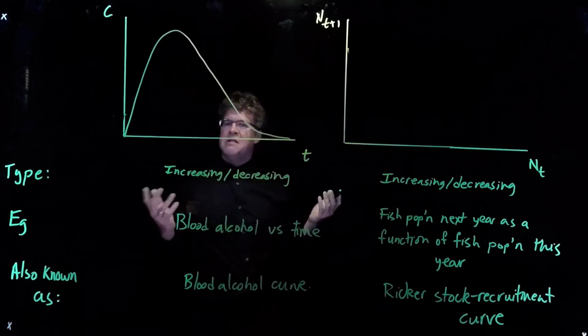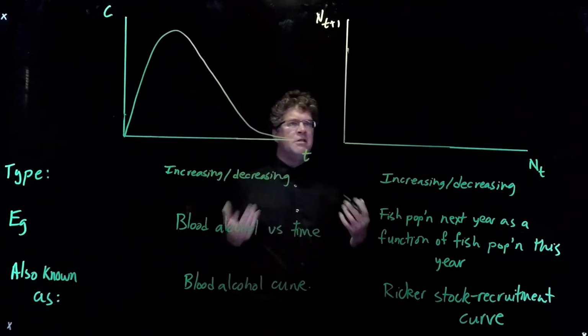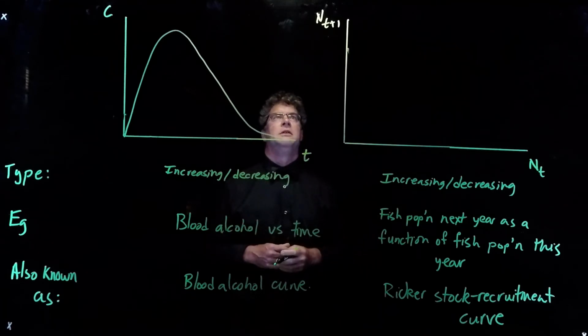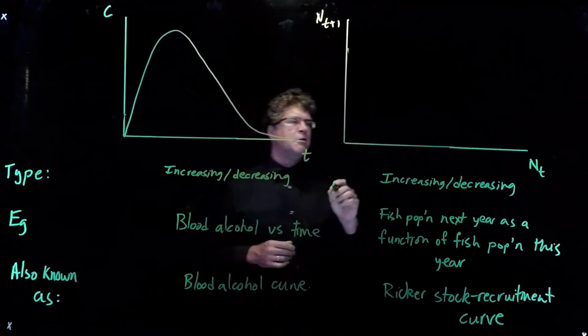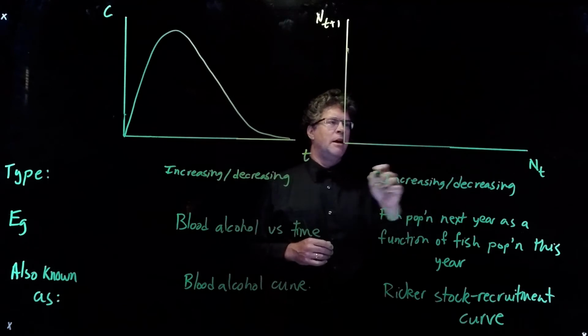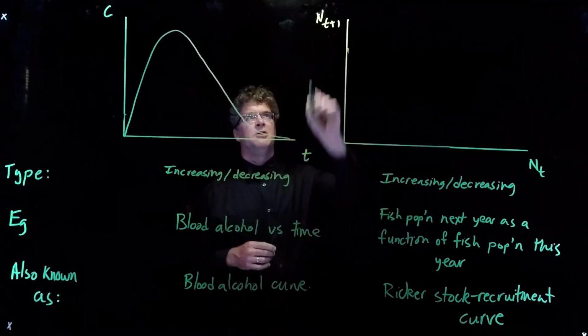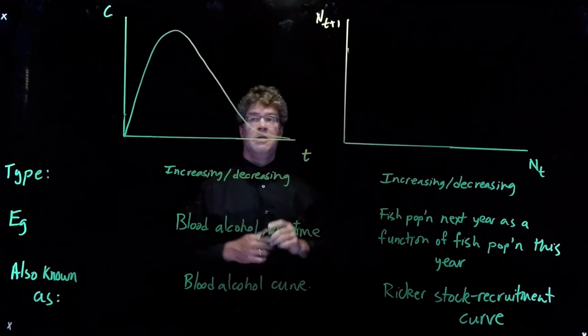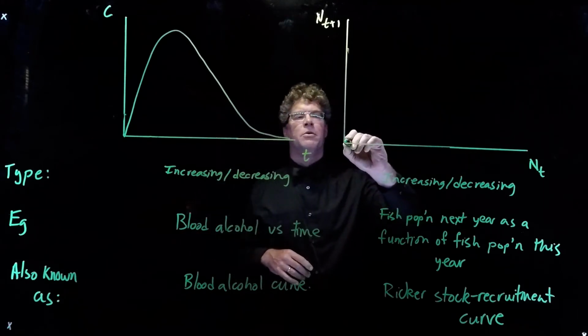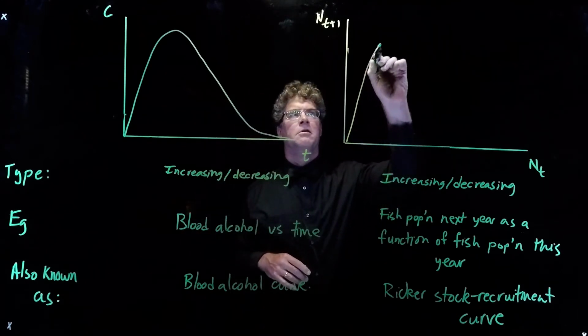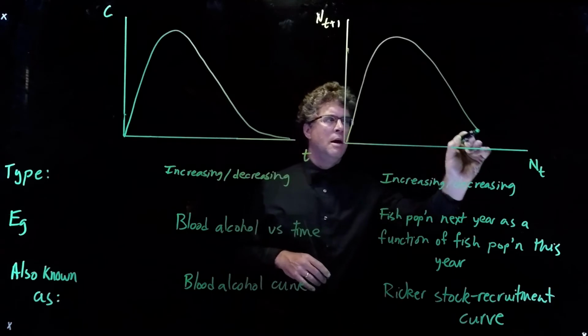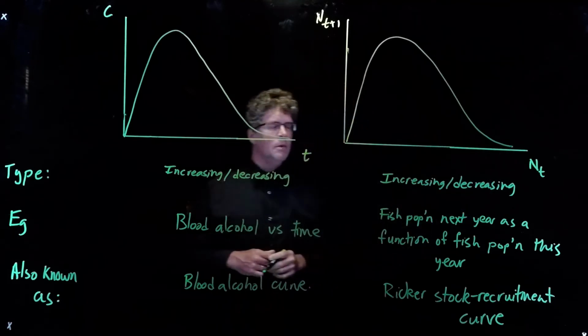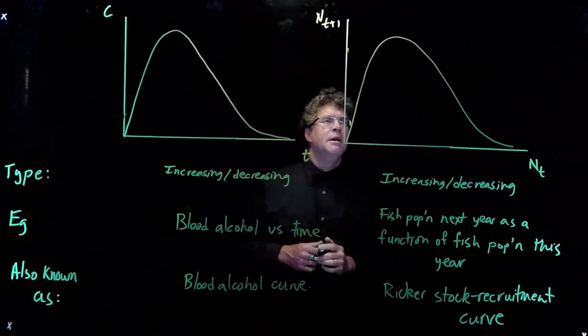There's another place where we see something very similar, and this is with fish populations. And so if we think about this year's fish population on the horizontal axis and next year's fish population on the vertical axis, it takes exactly a similar form. It goes up and then it comes down. And so this is kind of interesting.